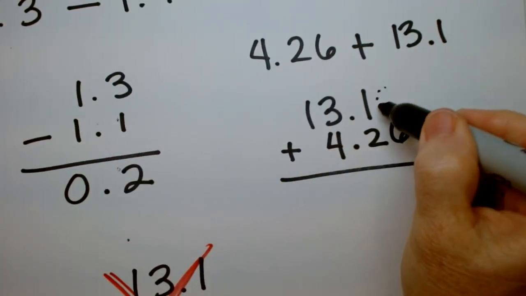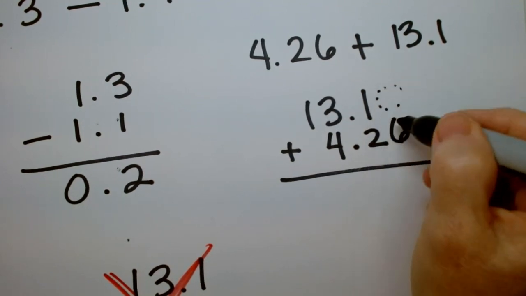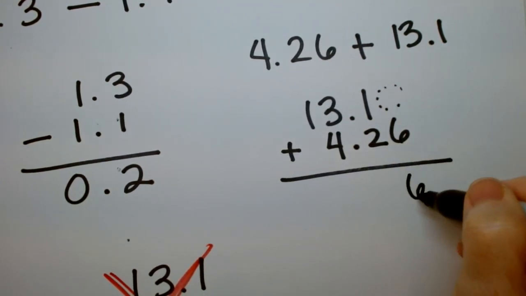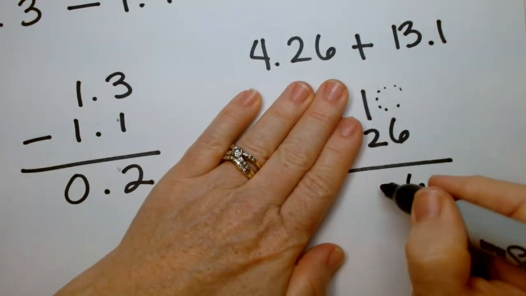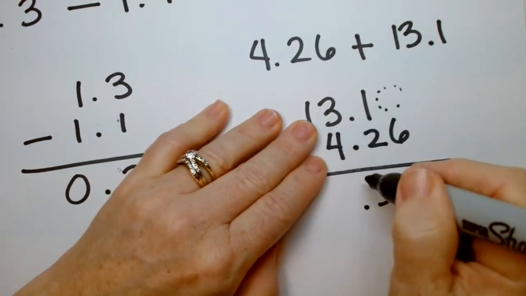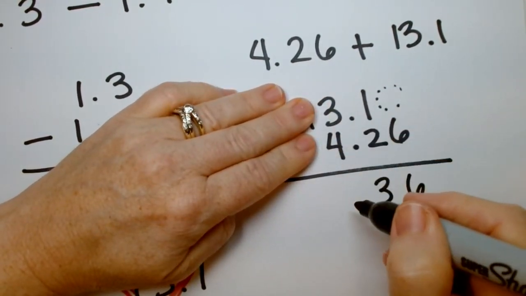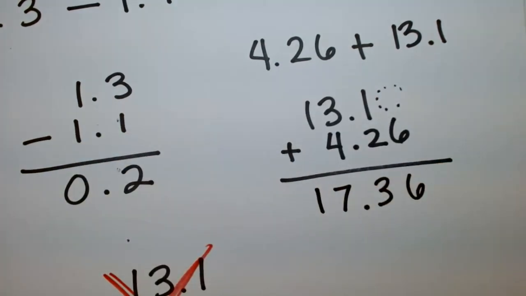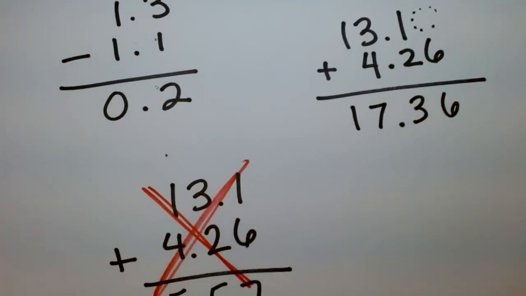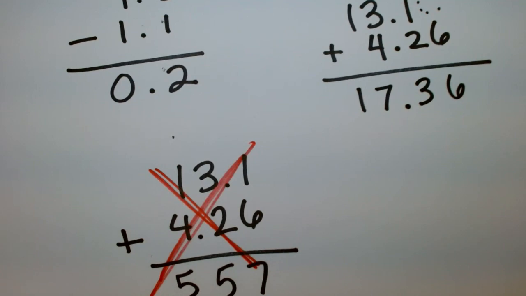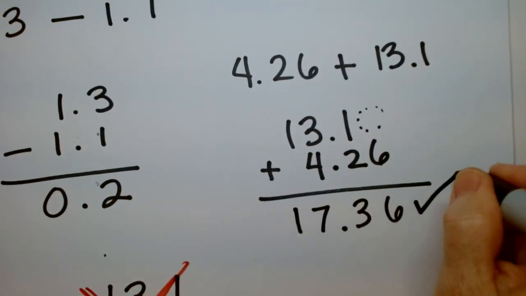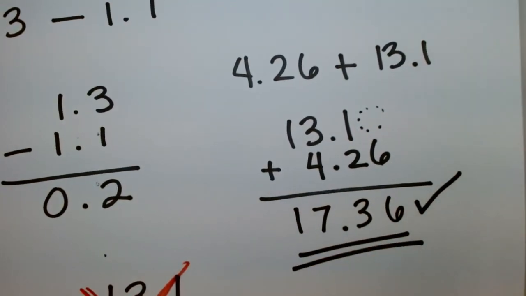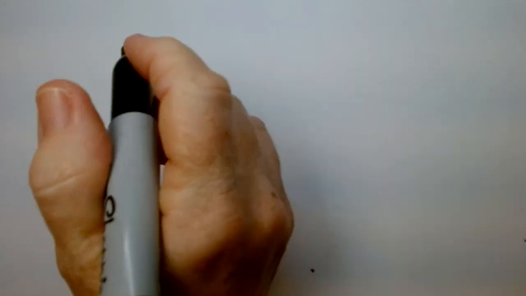And it's okay if there's nothing here. Just treat it like a 0. So 6 and nothing is 6. 1 plus 2 is 3. Bring down your decimal point. 3 plus 4 is 7, and 1. This is a very different number than 557 with no decimal point. So this is the right one. Good. Okay, so let's move on to multiplying decimals.